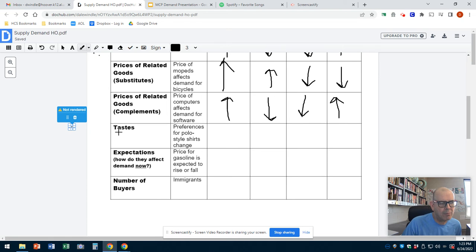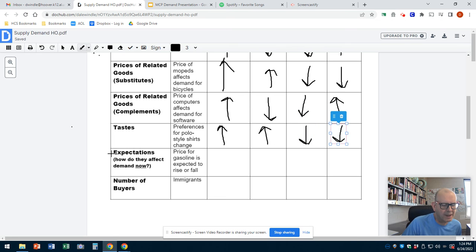Taste. Now, I might write in here too, taste and preferences. So taste is not just a style issue. It might be that your blood pressure is high, so your preference for blood pressure medication goes up. But our example here is simply taste and style. So let's say preference for polo style shirts, three buttons, collar, short sleeve shirt, changes. Let's say it's the 1980s and preppy is super cool. So the preference for polo style shirts goes up. What does that do to demand for polo shirts? It's pretty obvious. It goes up. Now it's the 90s and grunge is big and preference for polo style shirts has gone down. What does that do to demand for polo style shirts? It goes down, obviously.